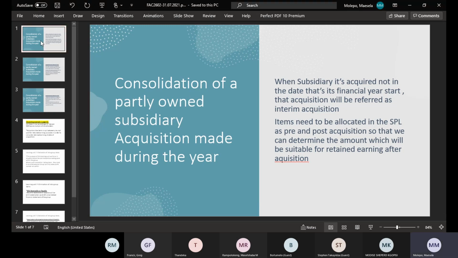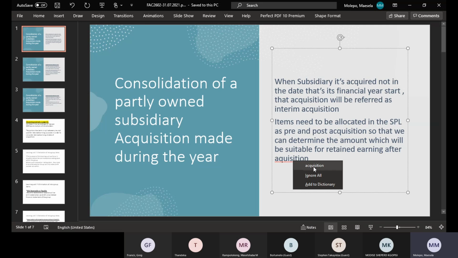So in learning unit number 6, we are dealing with a situation whereby our subsidiary was acquired during the year, because in the previous examples, we had a situation whereby we were acquiring the subsidiary at the beginning of the year, irrespective of whether it was last year or the prior years, but the acquisition was made at the beginning of the year. But in this one, the acquisition is made during the current year.